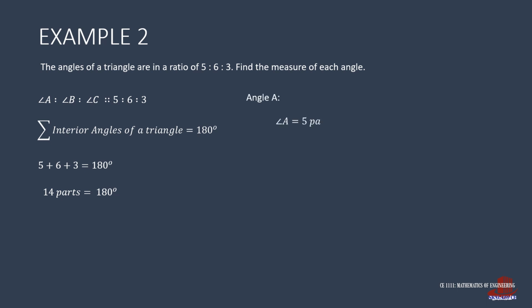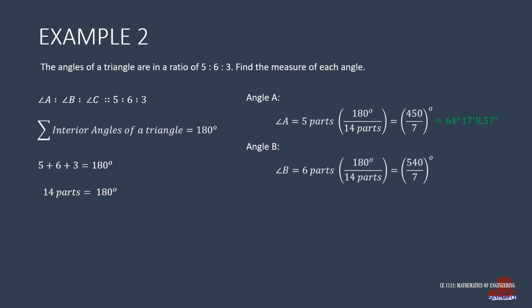Angle A is computed as 5 parts of 180 degrees over the total of 14 parts, and this makes 450 over 7 degrees, which can also be written as 64 degrees, 17 minutes, and 8.57 seconds. The next angle B is then solved as 6 parts of 180 degrees over 14 parts, which is simplified as 540 over 7 degrees. That is also 77 degrees, 8 minutes, and 34.29 seconds. The last angle is solved similarly as 3 parts of 180 over 14, and that is 270 over 7 degrees, which can be written as 39 degrees, 34 minutes, and 17.14 seconds.